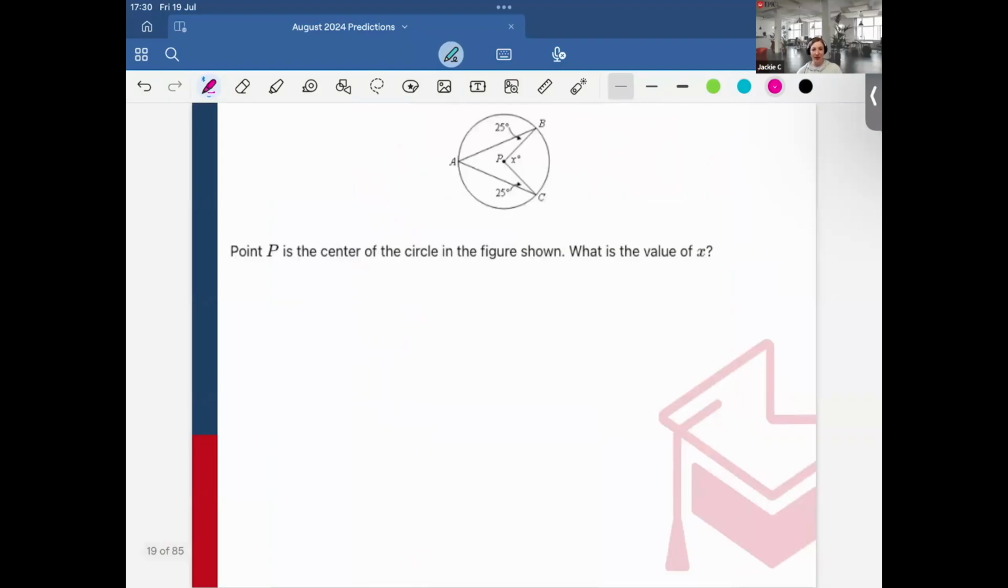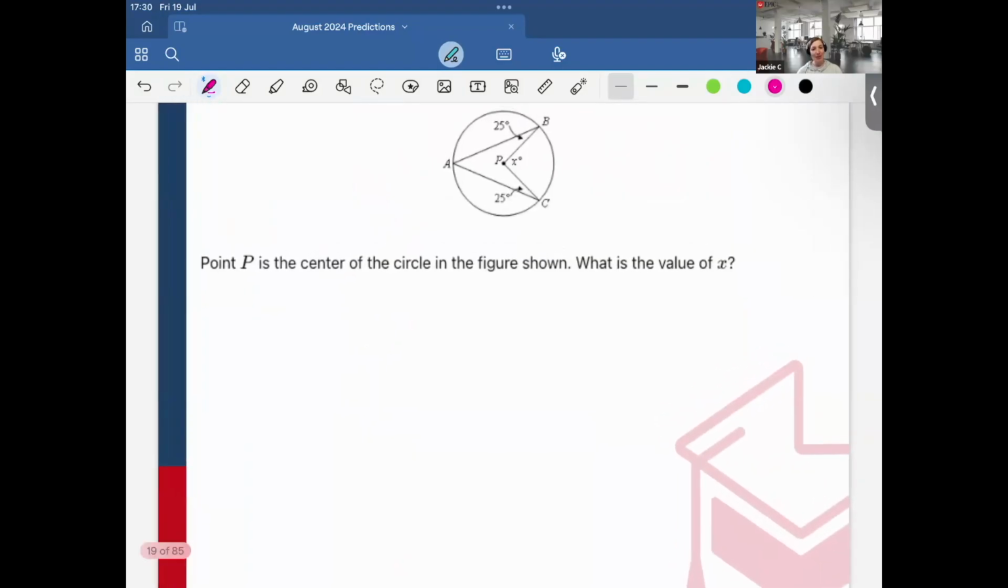Just to show another way in which it's been tested on the exam, it could be on yours, who knows. So point P is the center of the circle in the figure shown. What is the value of X? Here I'm given opposite information. Now I should try to find what the center angle is. No problem. Just like I did before, these were the inscribed angles. I can see here too that this is being cut from BC. And this angle here is also being cut from the same arc, BC. So this would also be 25 degrees, and this would also be 25 degrees.